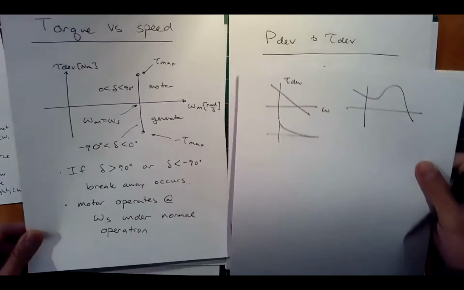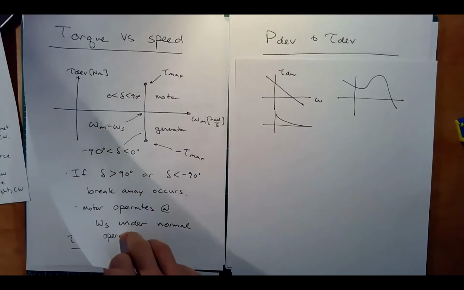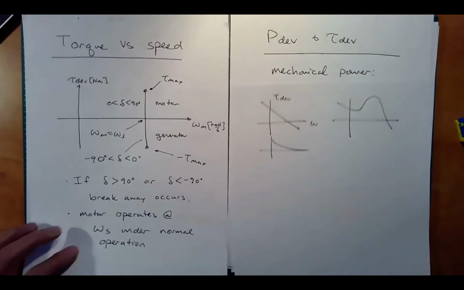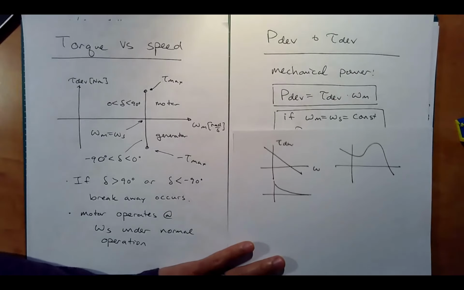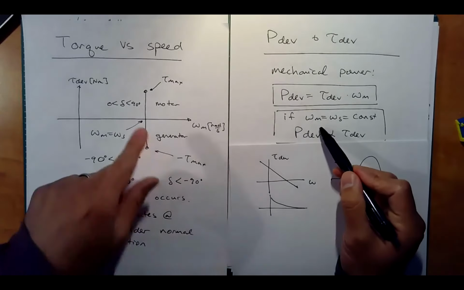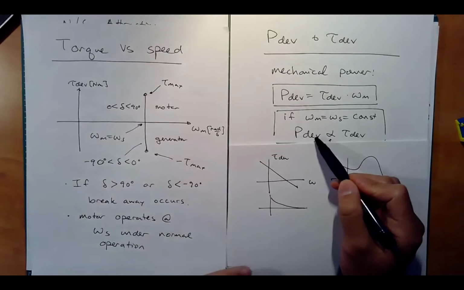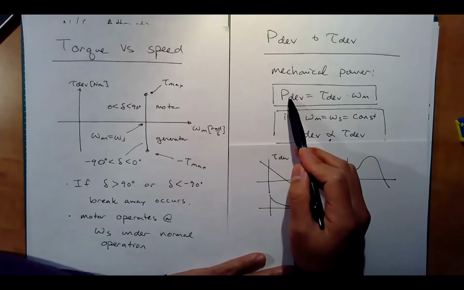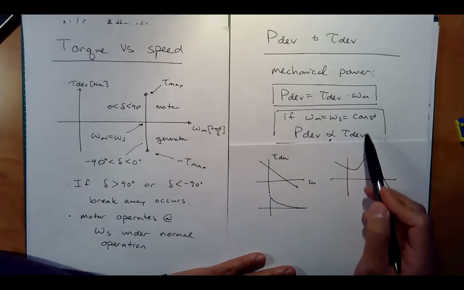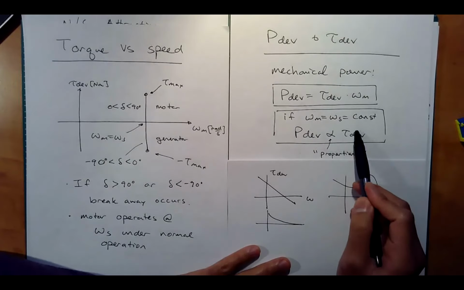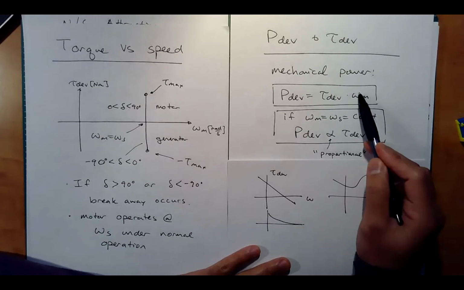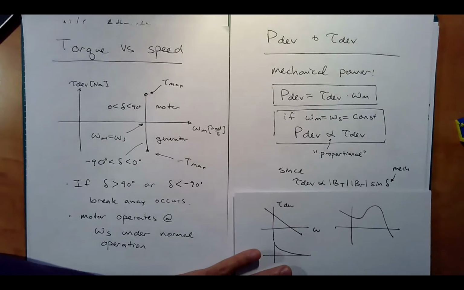All right, so now let's look at power developed. So power developed is torque times speed, right? That's our mechanical power equation. And if we're operating at constant speed, if this is a constant, you can see that power developed is directly proportional to the torque developed, right? They're not one and the same, but if one goes up, the other goes up, assuming that this omega m is constant, right?